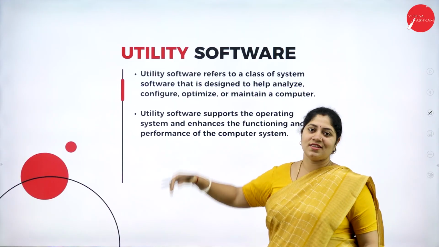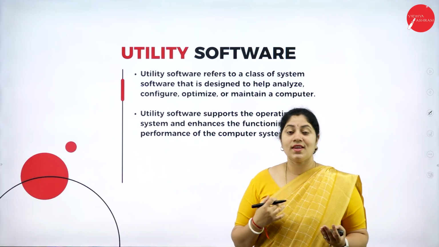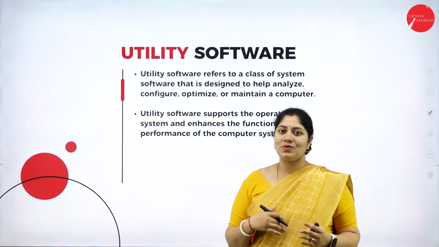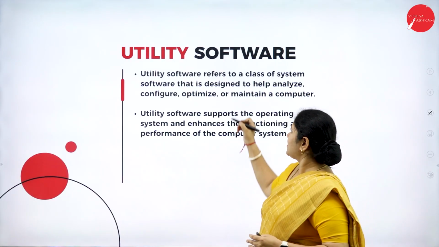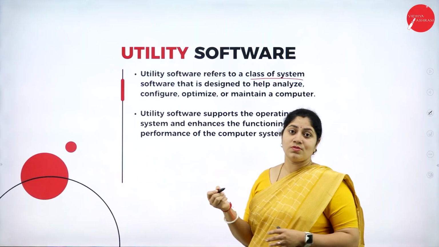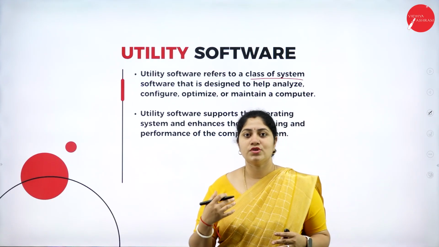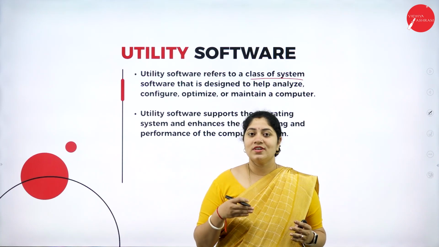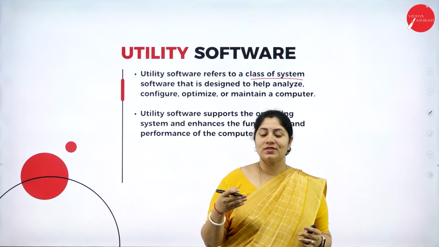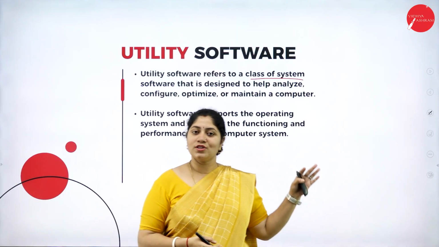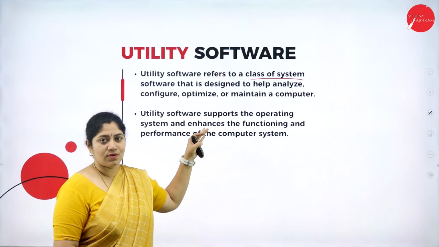Up next, the third type of software is none other than our utility software. So let's understand what this utility software is. It refers to a class of system software. Yes, exactly. It is a type of system software which is used to analyze, configure, maintain, and also optimize a computer. So that's where we'll be using this utility software.